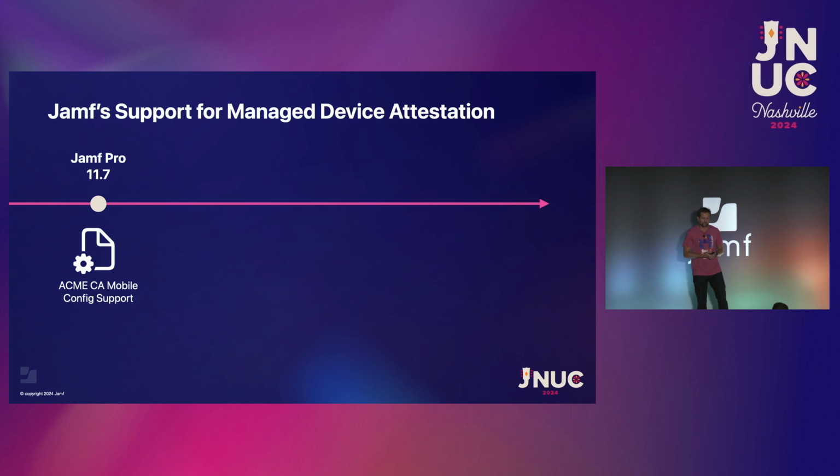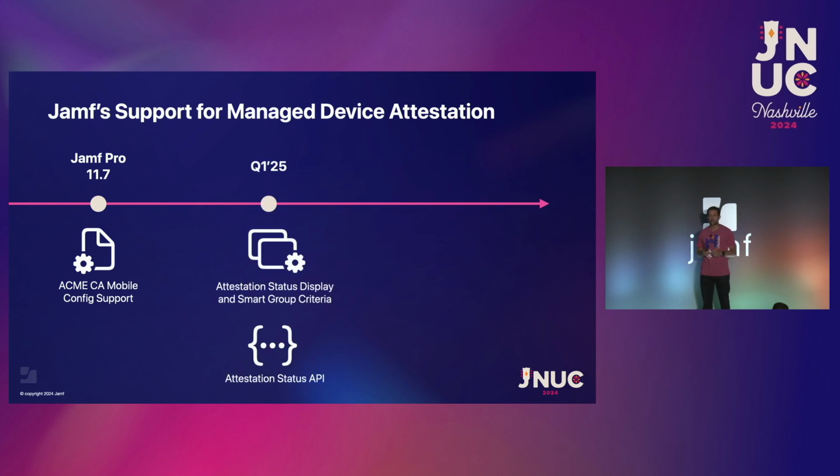One of the things that's coming next year is the ability for us to actually use some of those properties in smart groups. So if you want to say, I only want devices that have system integrity protection enabled, and it's been attested by Apple that that is the case, that's a criterion you could use for a smart group. That's going to be coming along with the ability to grab some of this information via API, which can make some really powerful security and integration use cases happen.